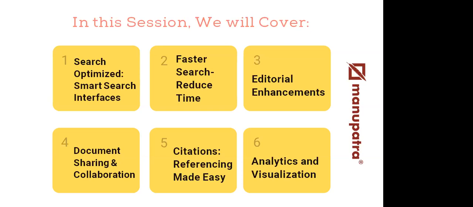Fourth is, a lot of time is spent in compiling and organizing your research. So how you can use Manupatra to make document sharing, collaboration on different issues easy and helpful for you. Fifth is, citations made easy. So if you need a copy of a judgment and you have the citation, how do you go about it? If you need an equivalent citation for something that you've found here, how do you go about it? Things like that. Sixth and last is, what are the analytics and visualization tools that we cover on Manupatra that would make your legal research faster?